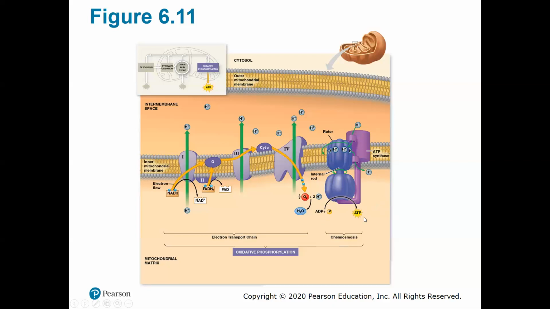It is in chemiosmosis where the majority of ATP is created in the cells. It is this process right here, the simple flowing of hydrogen ions from a higher concentration to a lower concentration, that creates most of the energy that is created in cellular respiration.